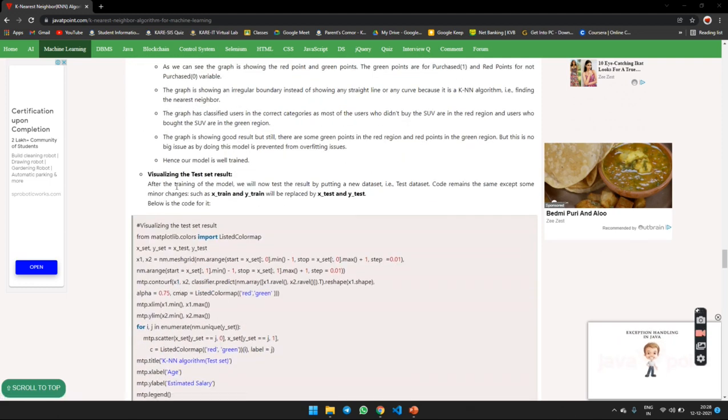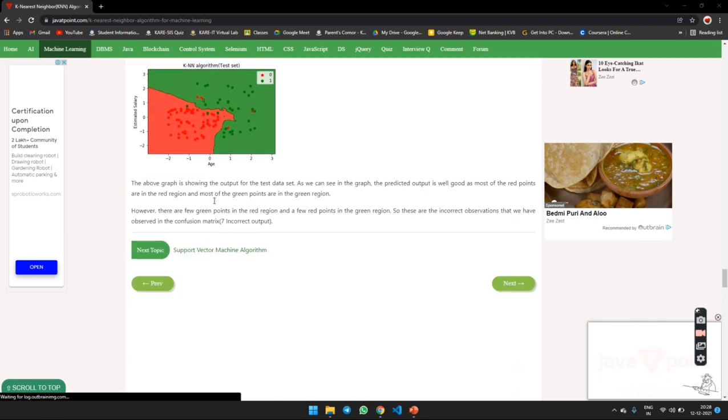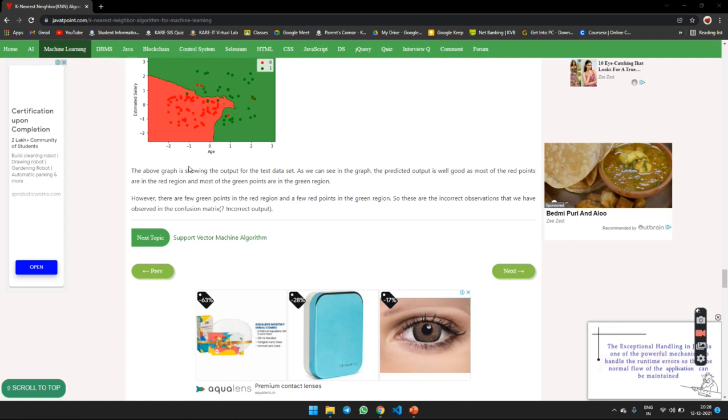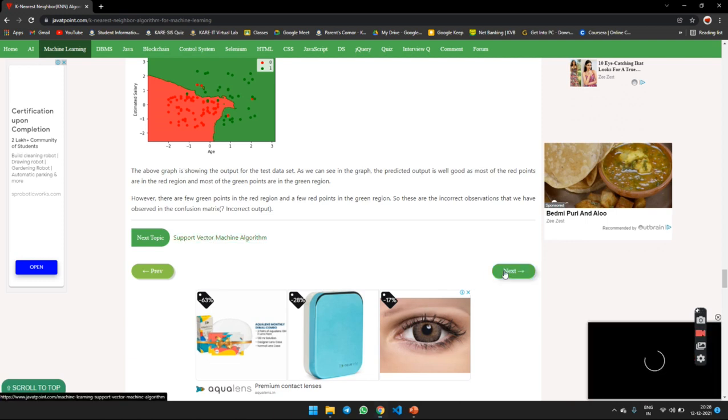Now the visualization of the test data. The graph predicts the output well. Most red points are in the red region, and most green points are in the green region. Okay, then we will discuss the support vector machine learning algorithm.